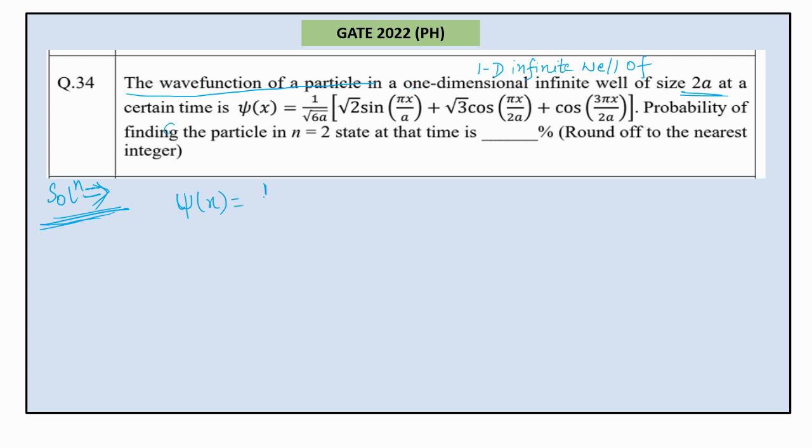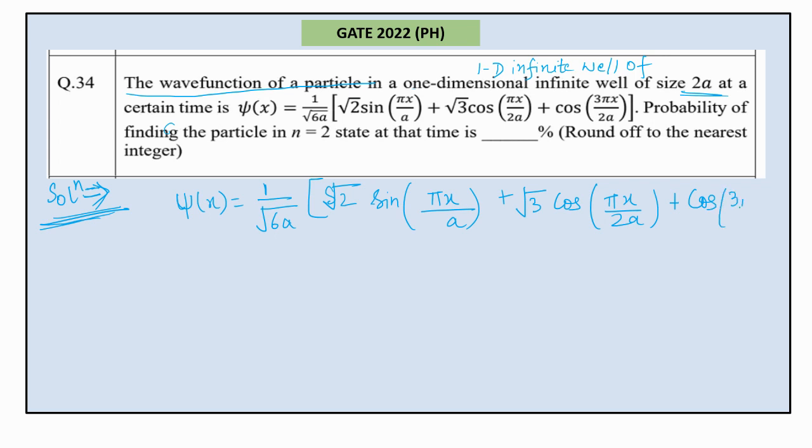1 upon root 6a, root 2 sine pi x by a plus root 3 cos pi x upon 2a plus cos 3 pi x upon 2a. You need to find out the probability of the particle in the n is equals to 2 state. So at the end, you have to find out the probability in percentage.